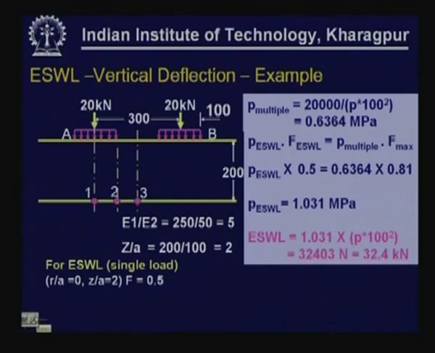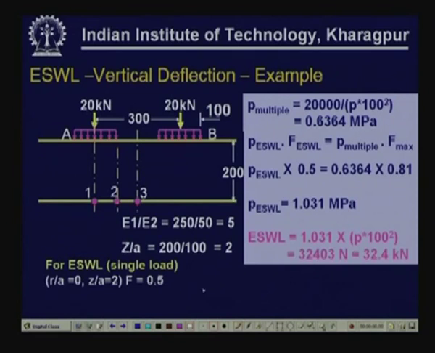F equivalent single wheel load will be, for a given single wheel load, R equal to 0, Z by A is 2, for this F will be 0.5. So, this is also determined. So, we only need to determine what is the tire pressure corresponding to equivalent single wheel load. From this expression you can calculate it as 1.031.